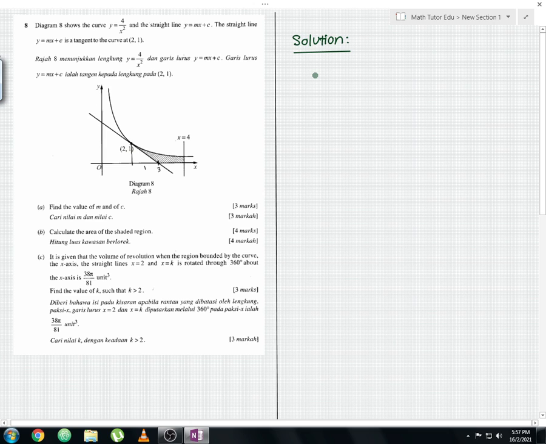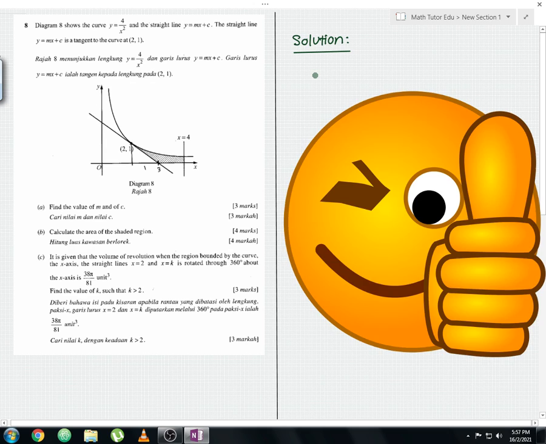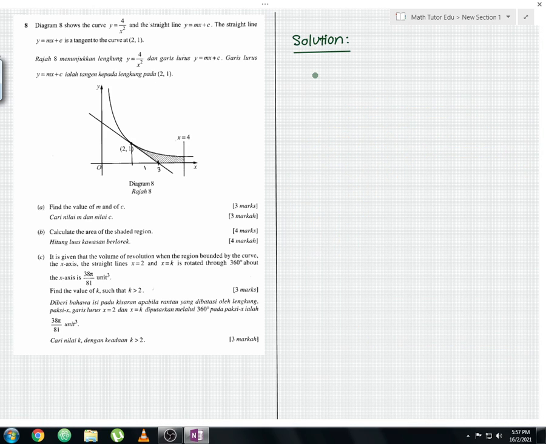So I hope that you will attempt this question in the future. If you could manage to solve this question, a big thumbs up to you guys. But if you can't solve this question, no worries. I'm going to show you the step-by-step working and the solutions. So without further delay, let us start to solve the question. Let us start our discussion for the question part A.